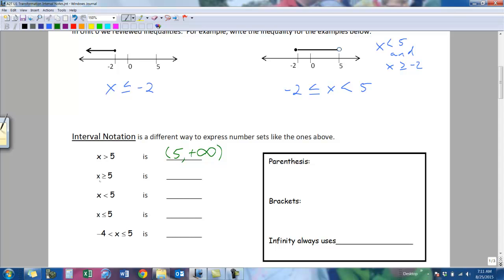Let's talk about the next one. Now, how would I write x is greater than or equal to 5? That's very similar to this one. It's going to be 5 with a bracket, comma, +infinity.